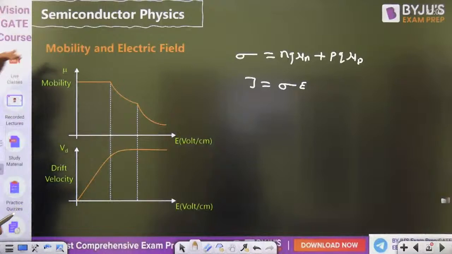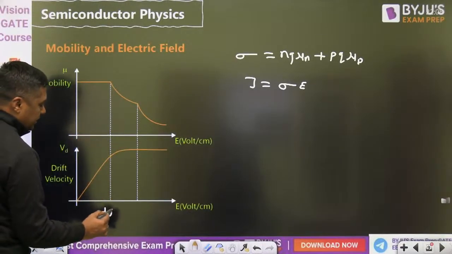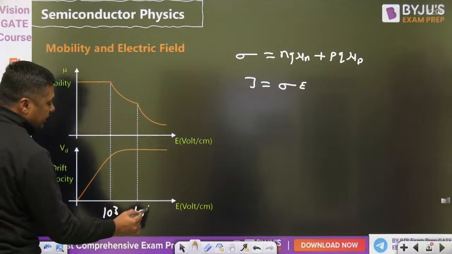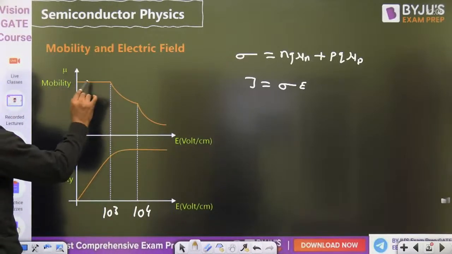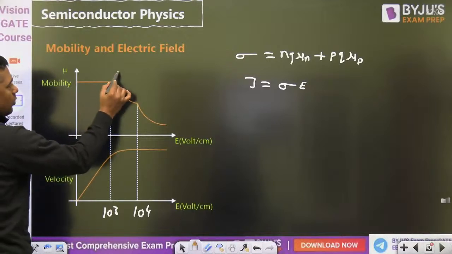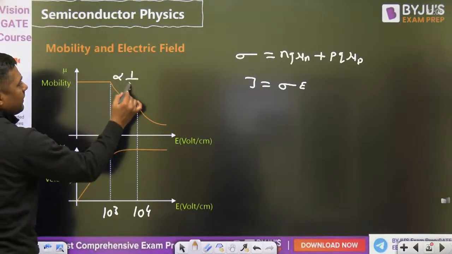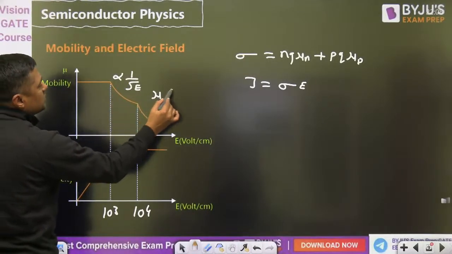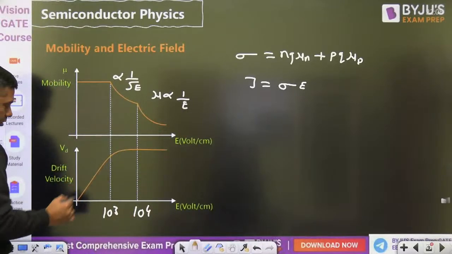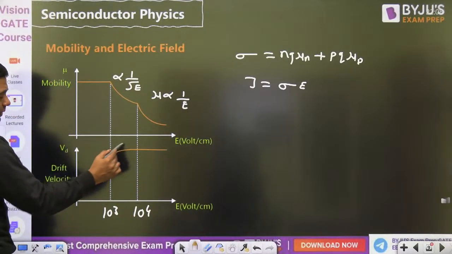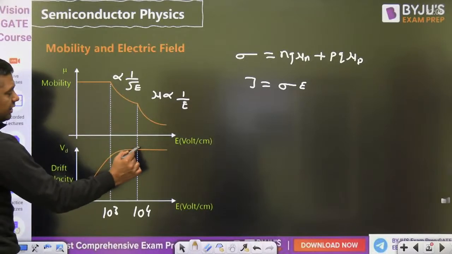What is the dependency of mobility on the electric field? Up to a certain limit, that is normally 10 to the power 3 volt per centimeter and 10 to the power 4 volt per centimeter, that is the electric field, mobility remains constant. Here mobility is proportional to 1 by root E, and here the mobility is proportional to what? 1 by E. Because of that, the drift velocity increases linearly, then sublinearly, and finally it will become constant.